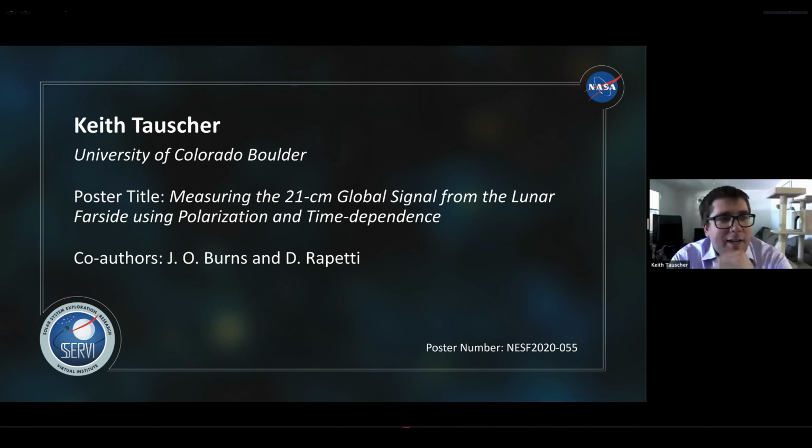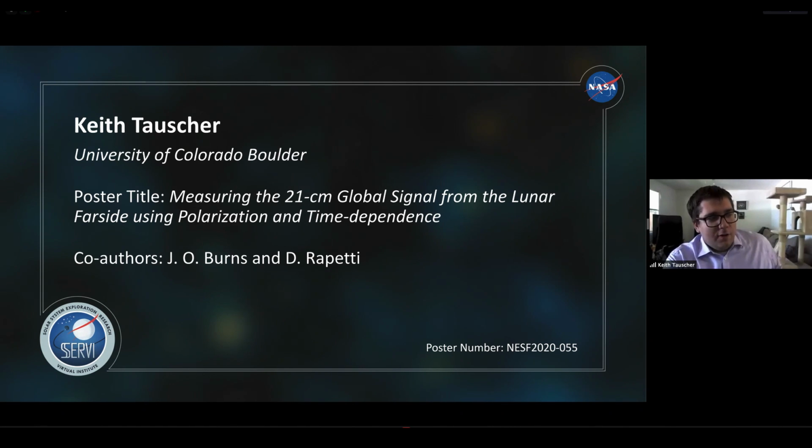Hello, everyone. My name is Keith Tauscher. I work with Jack Burns at the University of Colorado Boulder. I'm a soon-to-be graduating graduate student, and I work with him on the Dark Ages Polarimeter Pathfinder, which is DAPPER, which he talked about this morning. And I basically designed the data analysis pipeline for DAPPER with the help of a few others.